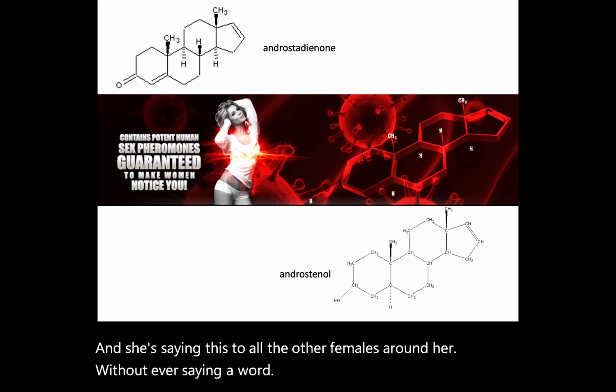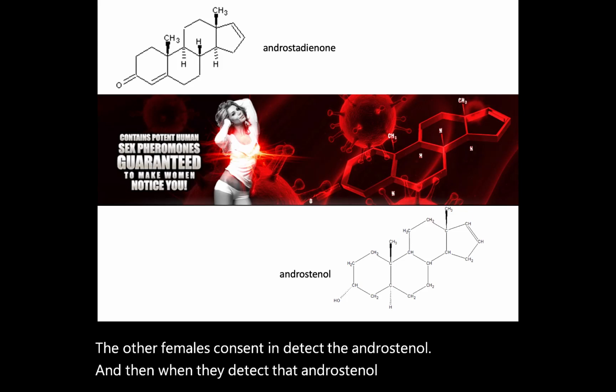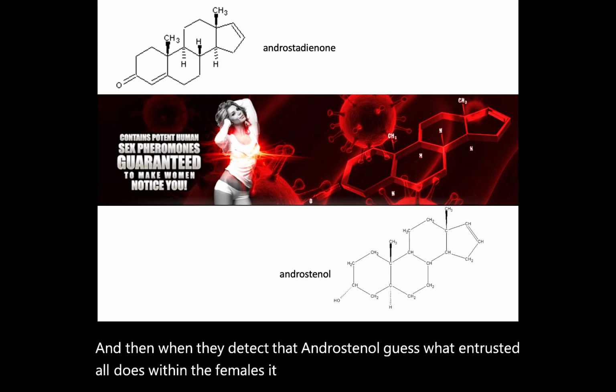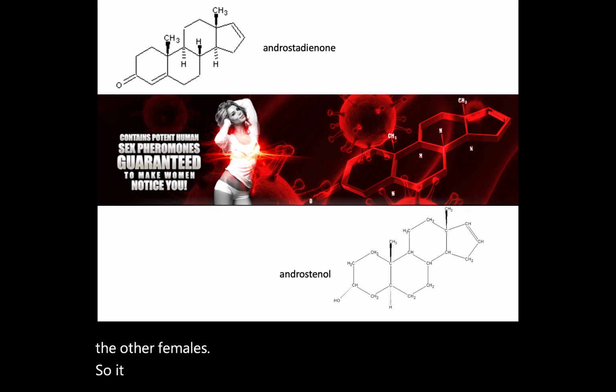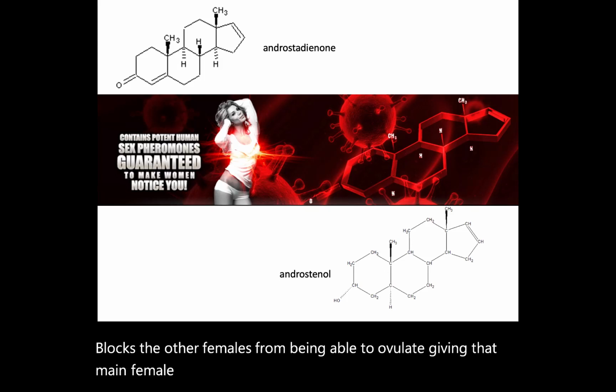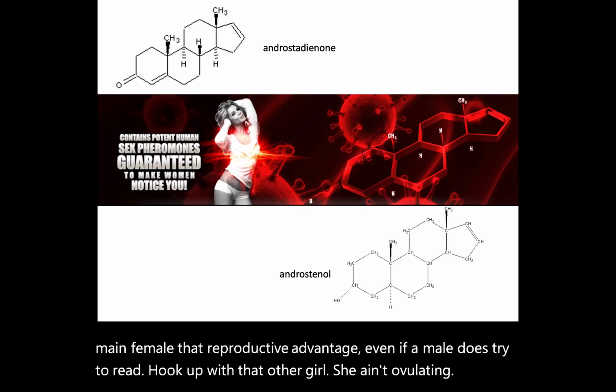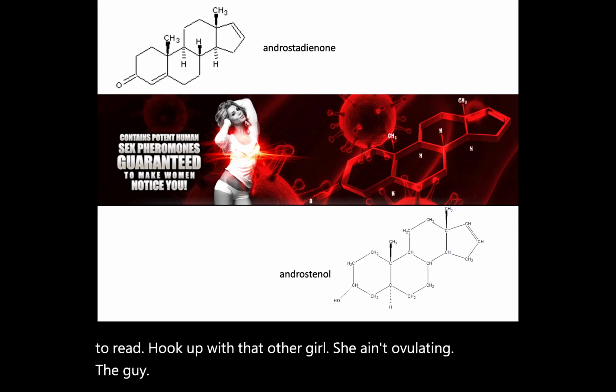The other females can sense and detect the androstenol. And when they detect it, guess what androstenol does within the females? It works to inhibit ovulation within the other females. So it actually is an egg blocker. It blocks the other females from being able to ovulate, giving that main female the reproductive advantage. Even if a male does try to hook up with that other girl, she ain't ovulating. Good thing for the guy. She doesn't have that reproductive power.